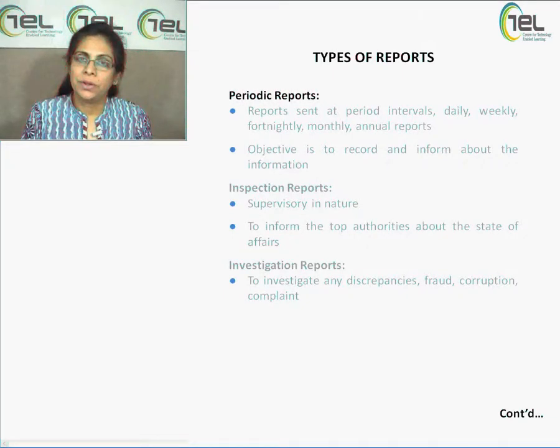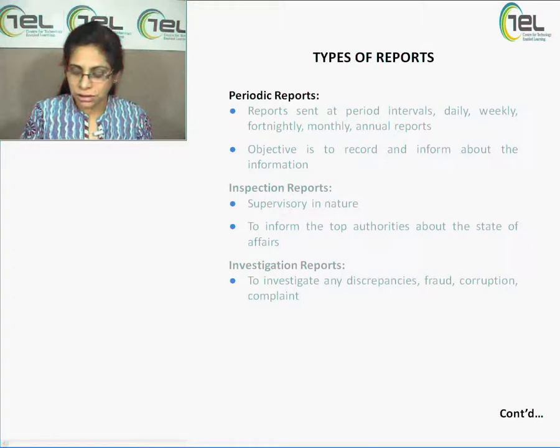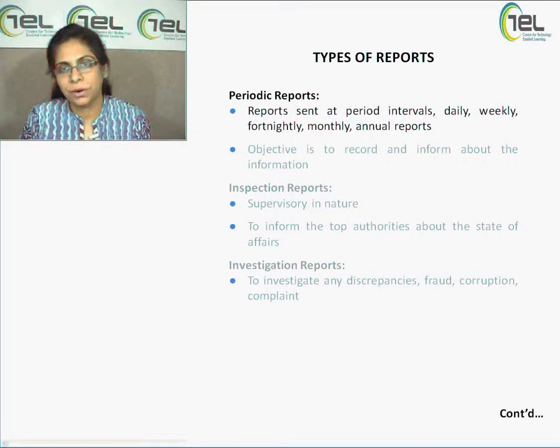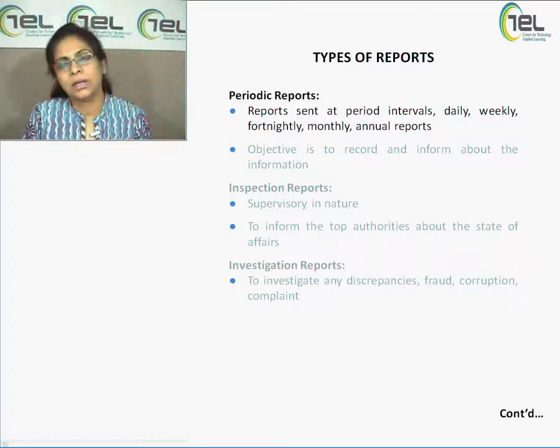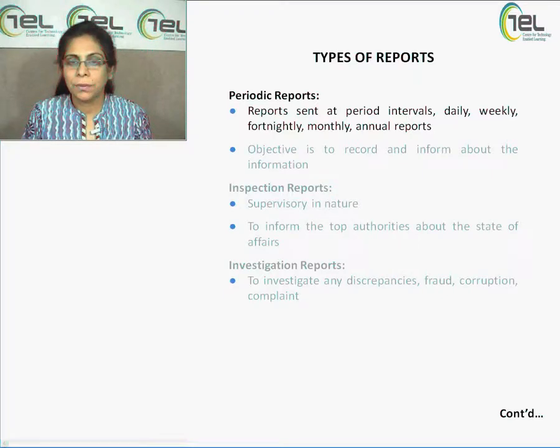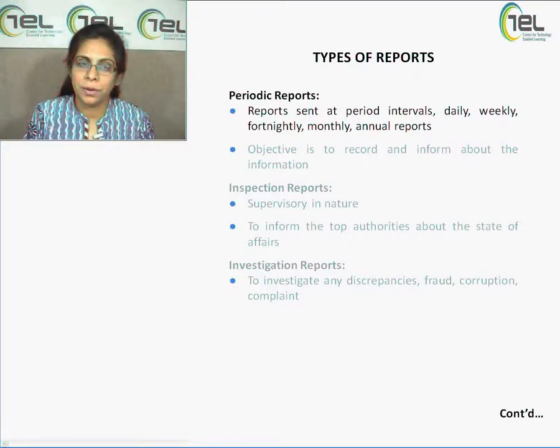Moving on to the periodic reports. The periodic reports are the routine, regular reports which are sent at periodical intervals: daily, weekly, fortnightly, monthly, annual reports, or sometimes biannual or bi-monthly reports. They are the regular reports which you have to give.